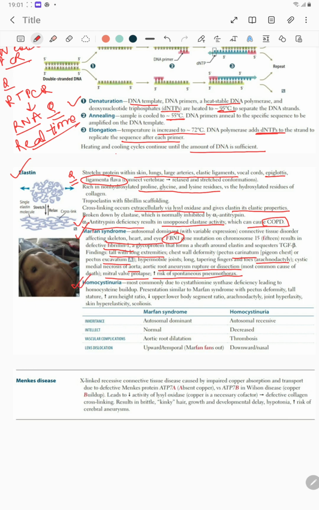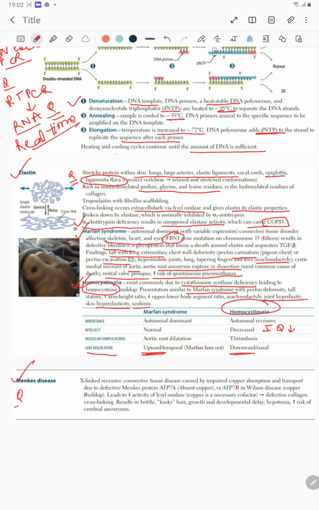The next disorder is homocystinuria. Homocystinuria occurs mainly because of cystathionine beta synthase deficiency, which leads to an increase in the homocysteine level. The presentation is similar to Marfan syndrome, with pectus deformity and tall stature. Here we have joint hyperlaxity, skin hyperelasticity as well as scoliosis. Homocystinuria is mainly autosomal recessive. Intellectual disability may be there, and the lens dislocation here is downwards. But in Marfan syndrome, the lens dislocation is upwards and temporally.